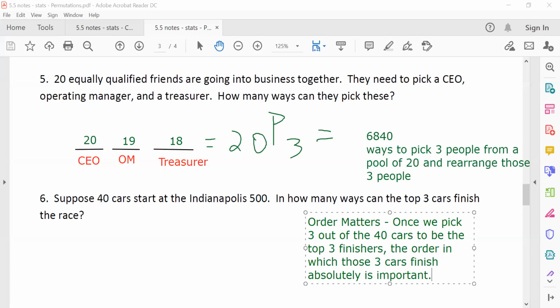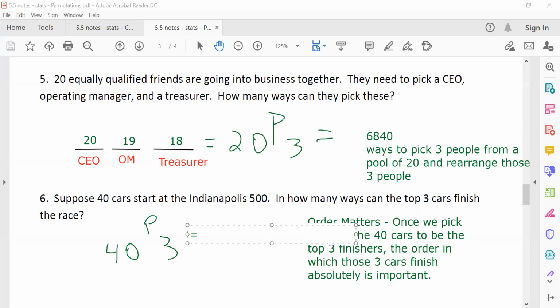But anyways, so this is clearly just a permutation of 40 objects taken 3 at a time. And it's a permutation because the order of those 3 objects matters. And so let me bust out the calculator. That's going to be 59,280 different ways that the Indianapolis 500 could have its top 3 finishers, which is pretty wild if you think about it. There's 59,280 different finishes of the race if you only care about the top 3 people.